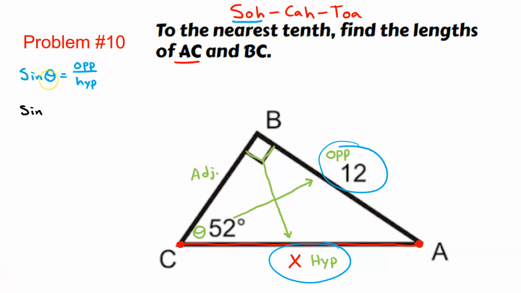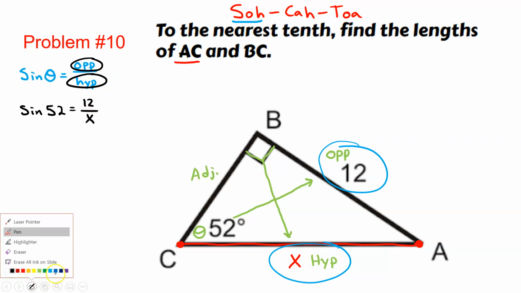So fill in everything that we know here. Sine of, what's our reference angle? 52 degrees is equal to our opposite side, which was 12, and then our hypotenuse, which is what we're actually trying to find, which is going to be x. This is going to take us 2 steps. We multiply to get rid of that fraction. We multiply by that denominator, multiply both sides by x.